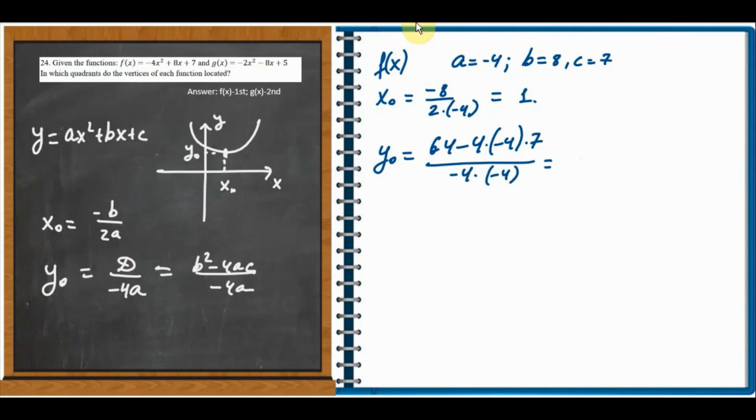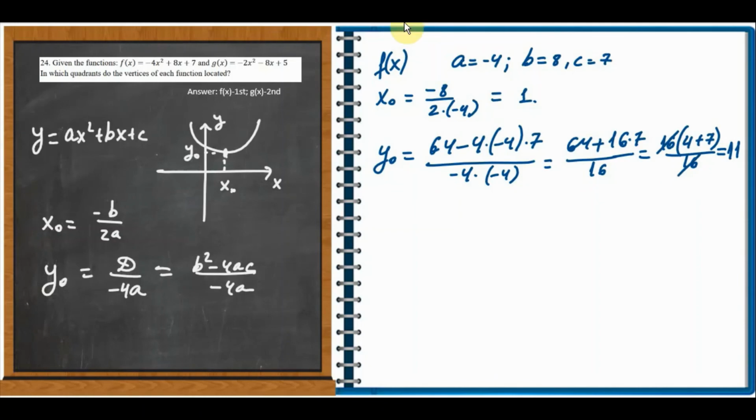That's going to be 64 minus, here it will be plus, 4 times 4 is 16, multiplied by 7, over 16. Now we can take 16 out of the bracket. We'll get 4 plus 7, and over 16 it's going to be 11, because the 16s will be cancelled.